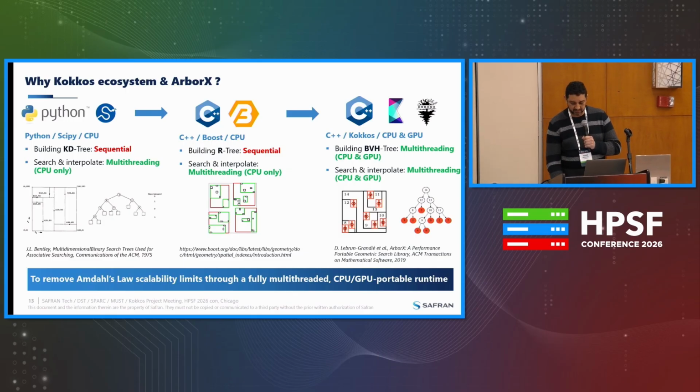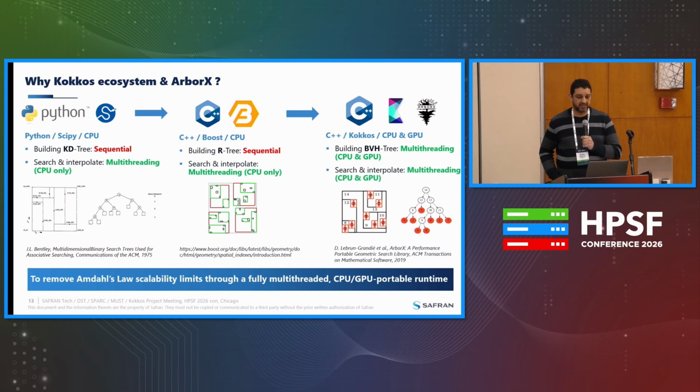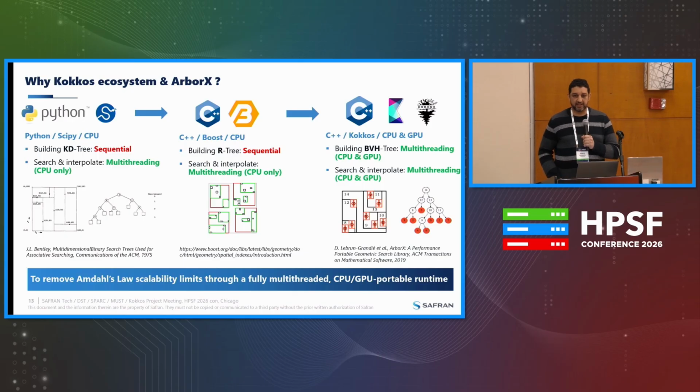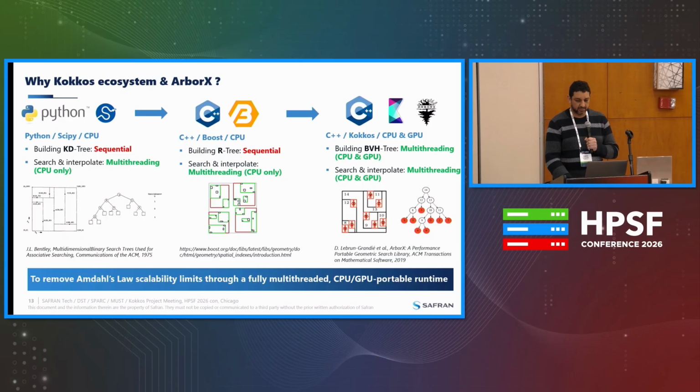library, we thought that first we would need a full multi-threaded environment to remove this bottleneck. And the other point is, since we had to rewrite the code, it had to be portable in order to be able to run on CPU and GPU. And the combination that matches our needs was ArborX and Kokkos, which responded to these assumptions.